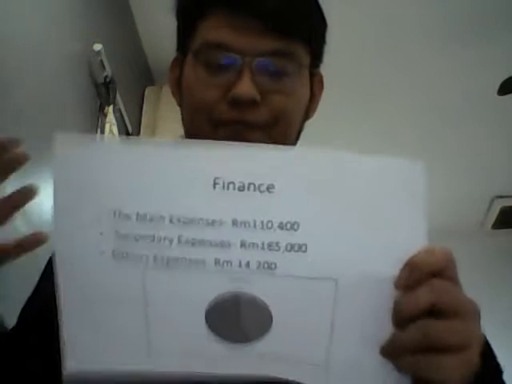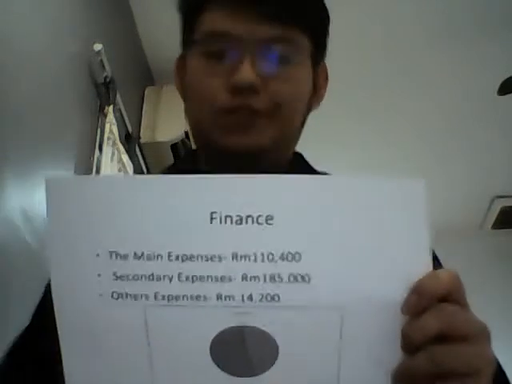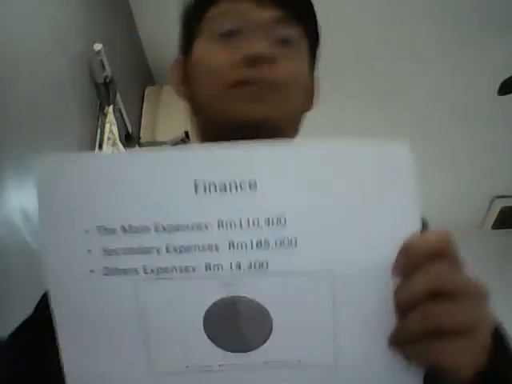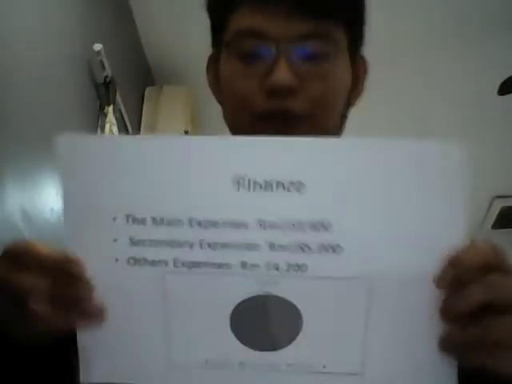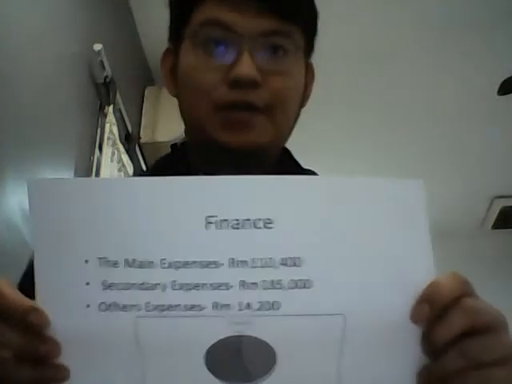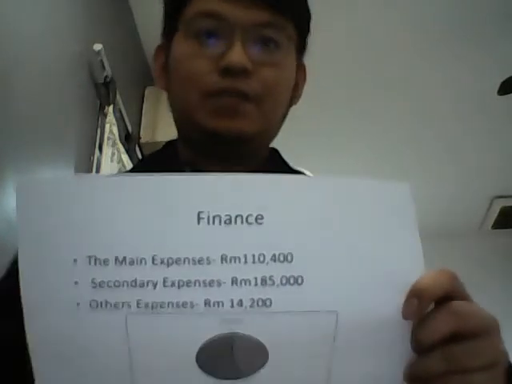Now I'm going to talk about the finance. There is money we have to invest into our business in order to make our business run. First of all, I divide them into three categories. The first category is the main expenses, which are fixed expenses. You have to do that in order to run the business.